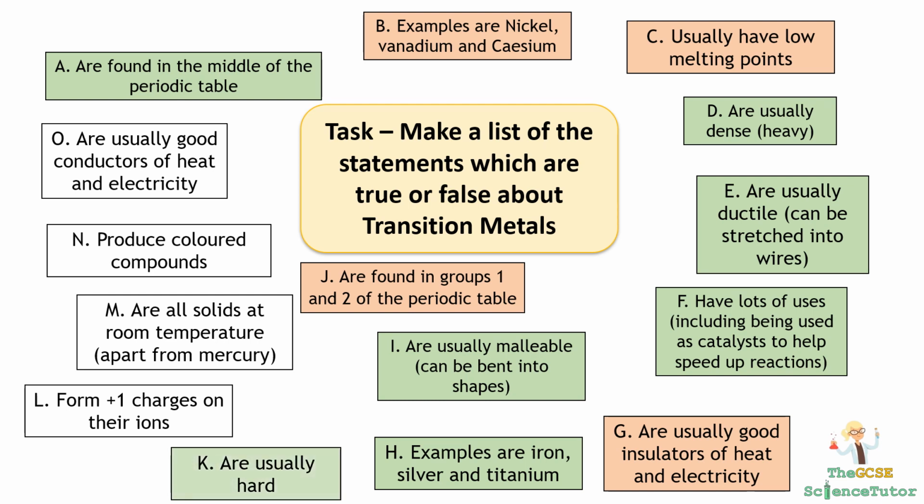K is true. They are hard. L is false. They do not form positive 1 charges. They form variable charges. M is true. They are all solids at room temperature, apart from mercury. N is true. They produce coloured compounds. And finally, O is also true. They are good conductors of heat and electricity.